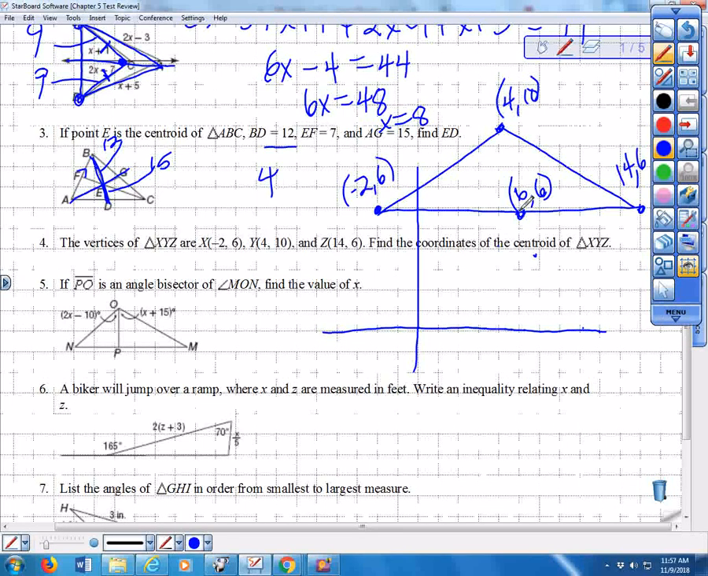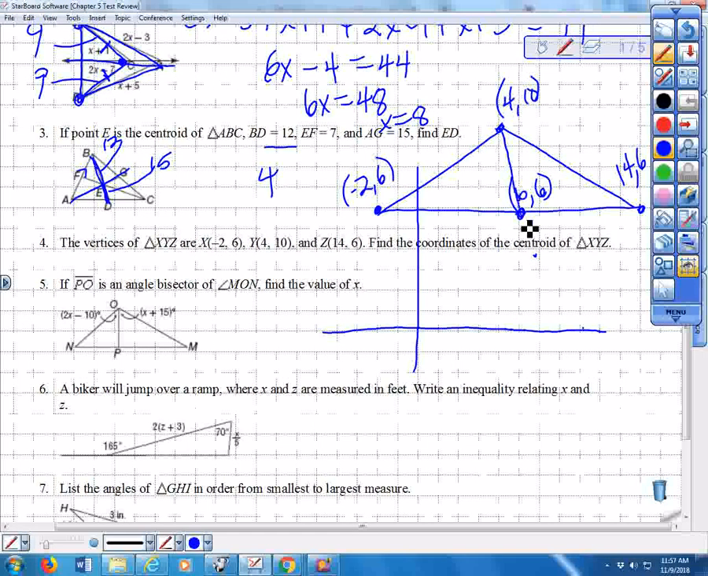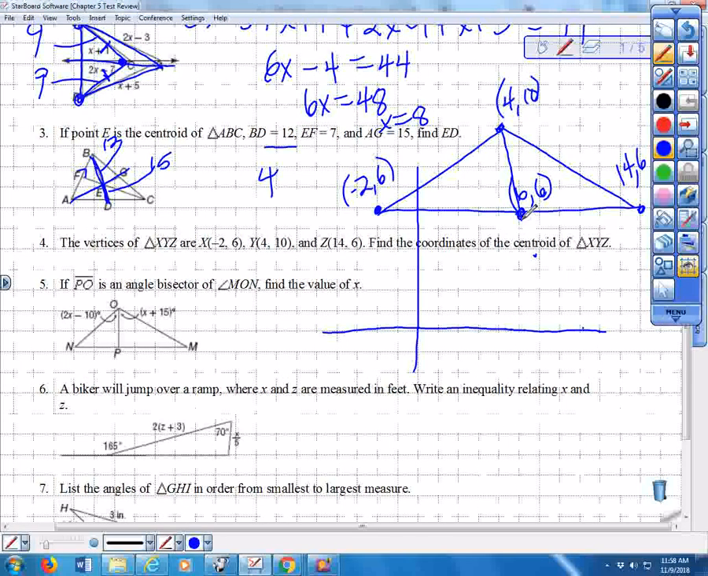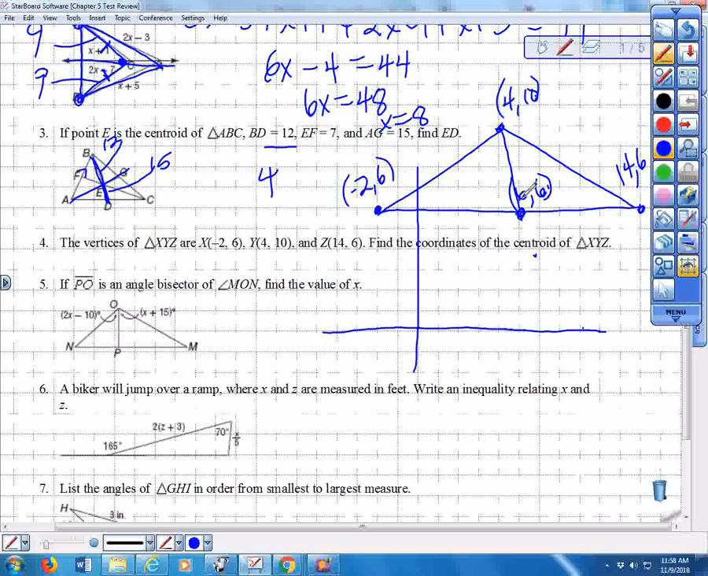Okay, so the first thing I need to do is find the equation of this line. Okay, well, if this is 6, 6, the slope is 10 minus 6, which is 4. 4 minus 6 is negative 2. 4 over negative 2 is negative 2. So the slope is negative 2.